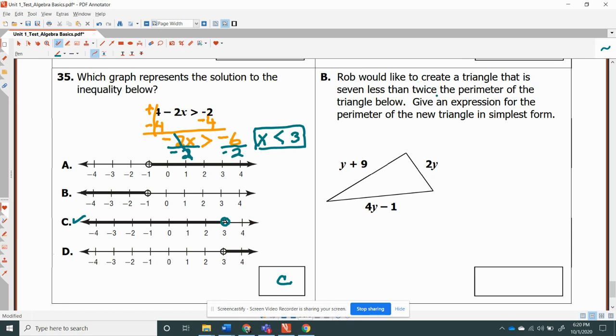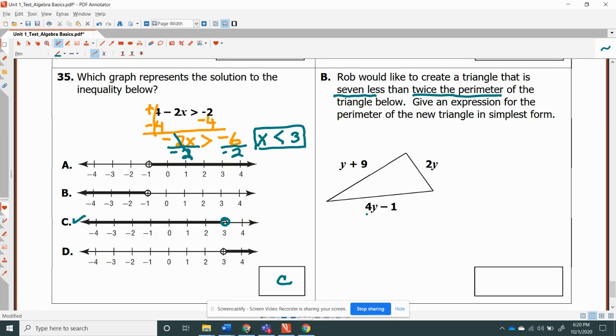Now, Bob would like to create a triangle that is 7 less than twice the perimeter of the triangle below. Give an expression for the perimeter of the new triangle in simplest terms. So 7 less than twice the perimeter. So we have to add this up, double it, and subtract 7.